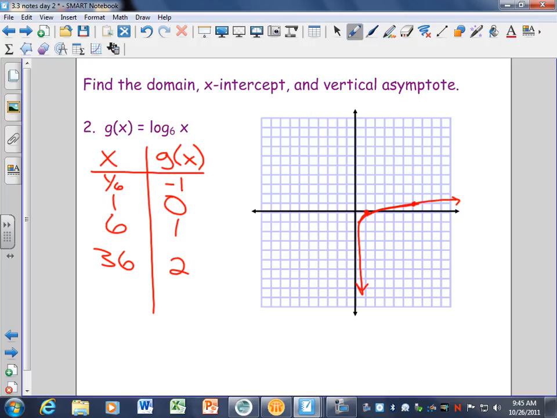Yes? Does that kind of make sense? What would the domain of this be? 0 to infinity, because you can't take the log of a negative number. You can't take the log of 0. We learned that yesterday. What is my x-intercept?